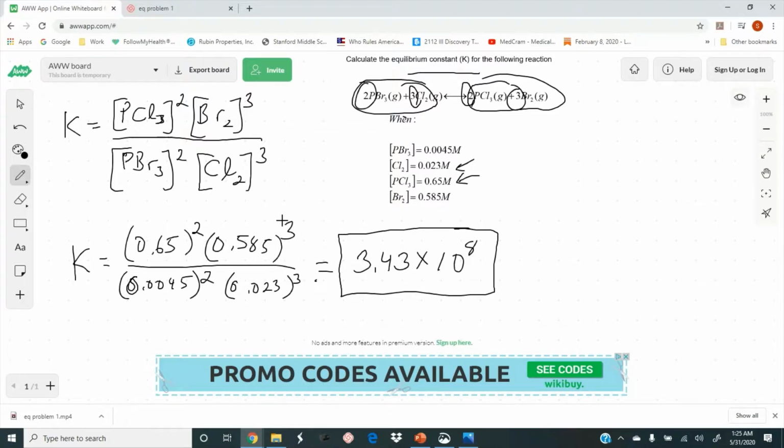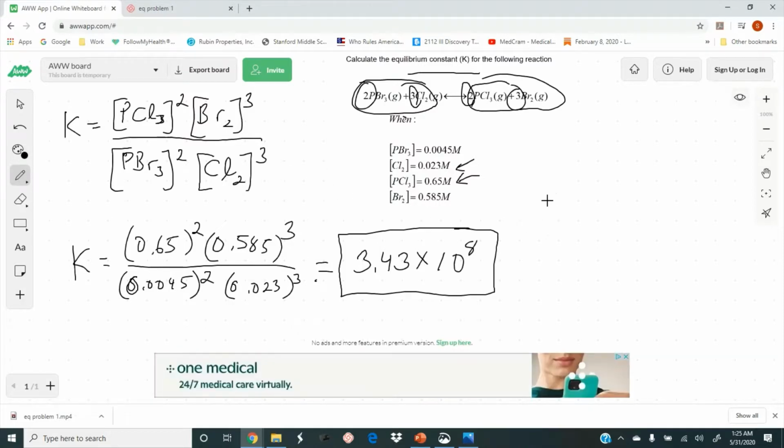A chemical system with this chemical reaction going does not have to have these concentrations to be at equilibrium, as long as the concentration of PCl3 squared times Br2 cubed is 3.43 times 10 to the 8th times larger than PBr3 squared times Cl2 cubed. And that's basically what an equilibrium constant is telling you.